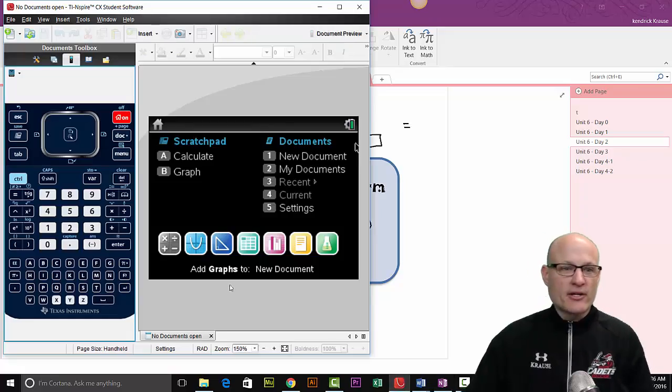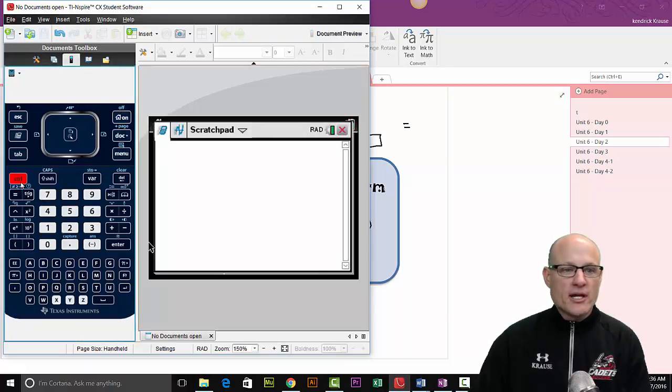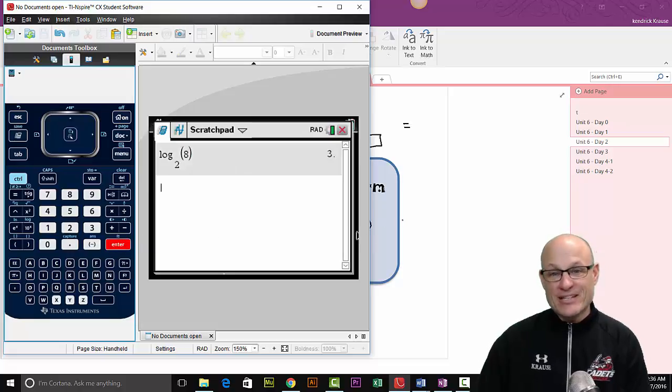Now, if I went over to my calculator, I have to go into calculator mode, and I go control log. First thing I'm going to do is log base 2 of 8. And you should see that that is indeed equal to 3.